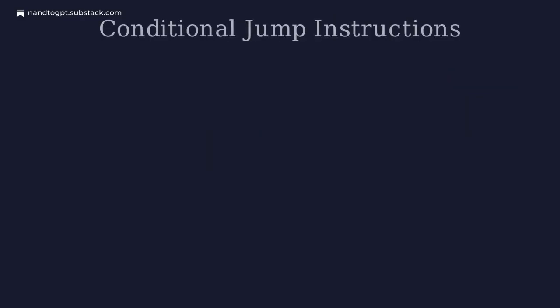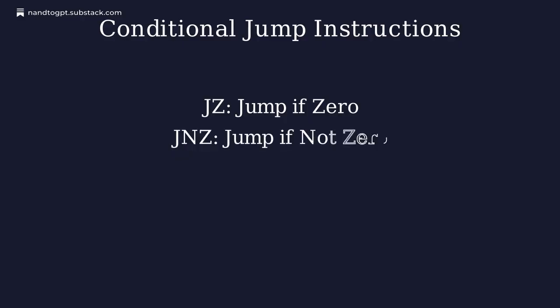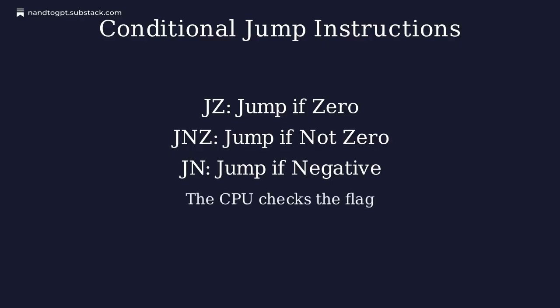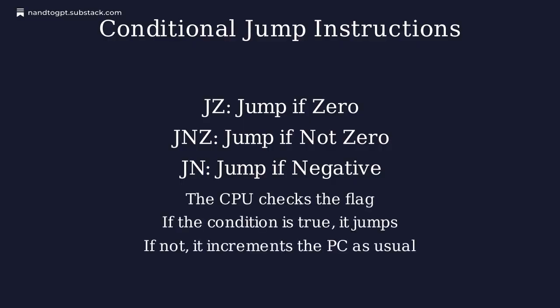Here are some conditional jump instructions. JZ, jump if 0. JNZ, jump if not 0. JN, jump if negative. The CPU checks the flag. If the condition is true, it jumps. If not, it just increments the PC as usual.